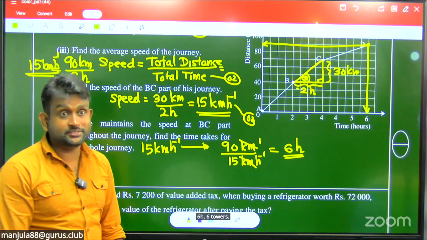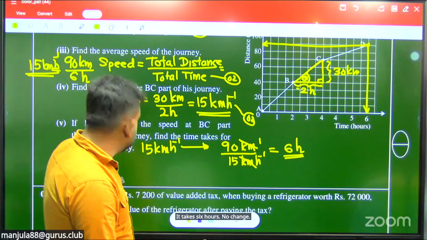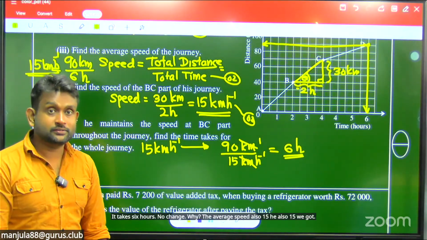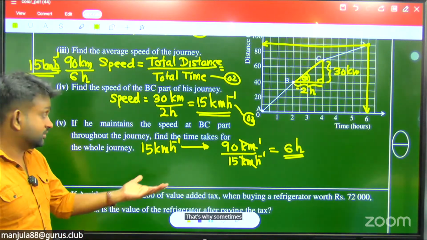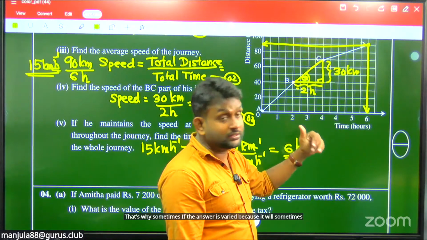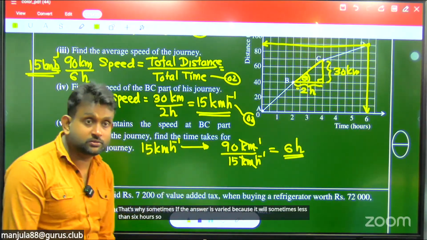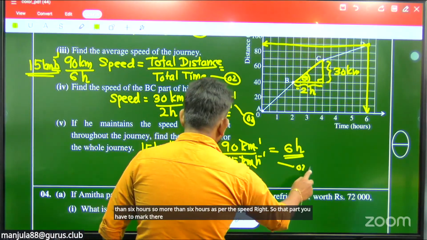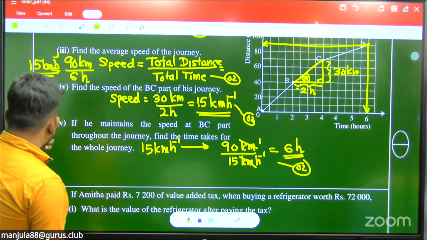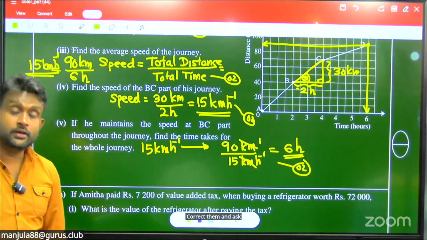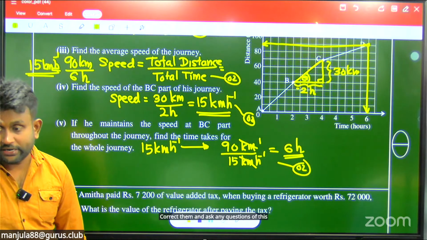No change. Why? The average speed is also 15, here also we got 15. Sometimes the answer varies, because it will sometimes be less than 6 hours or more than 6 hours, as per the speed. Right. So you have to mark that part there. Correct them, and ask any questions on this speed, time, distance-time graph.